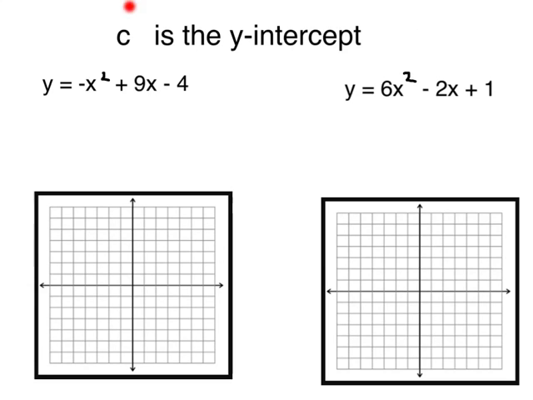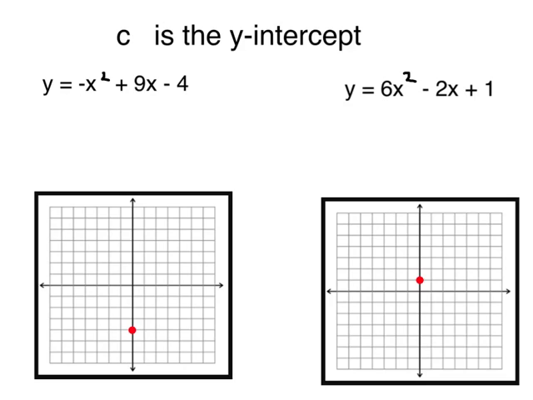In the equation, the C coefficient is the y-intercept. It tells you where the parabola crosses the y-axis. So in this equation, C is -4, so the y-intercept would be -4 on the y-axis. In this equation, the C coefficient is +1, so the y-intercept would be 1 on the y-axis. That's where the parabola crosses the y-axis.